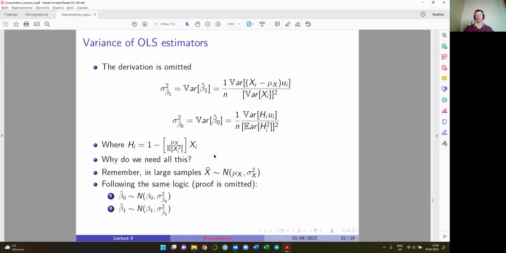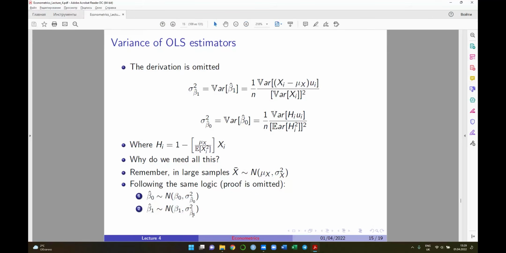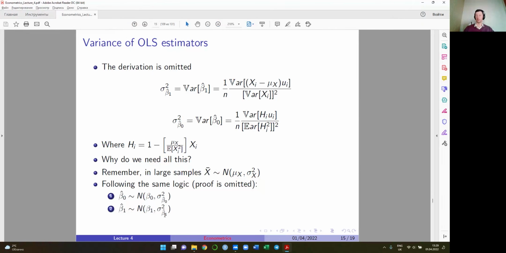And it must be variance, it's not error. And beta 1 hat is also normally distributed with beta 1 as an expected value and this expression as the variance of beta 1 hat. Now, if we know the distributions of these sample estimators, we can use confidence intervals and hypothesis tests, because we know the distribution and we know the parameters of this distribution.